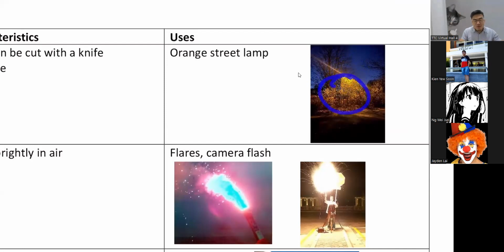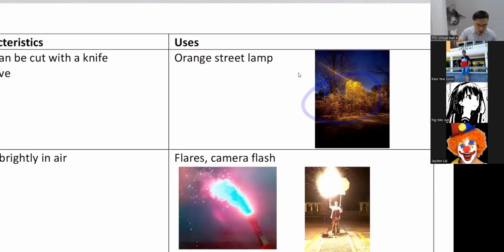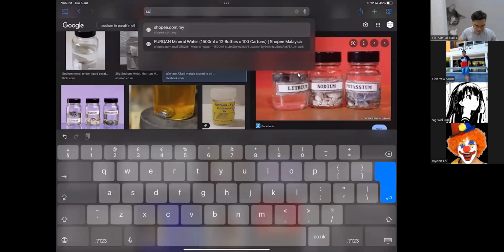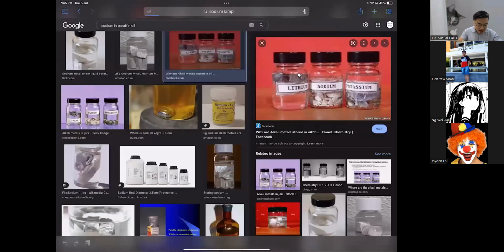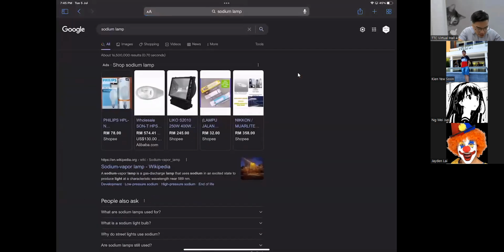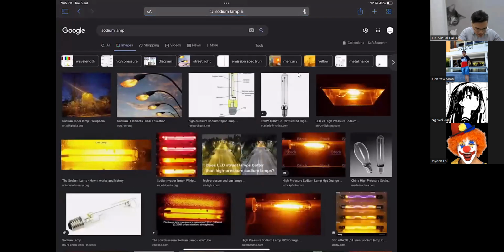But this one, it was in the 90s. When I was a kid, when I was on the highway, this is all we saw. This we call a sodium lamp. Okay, sodium lamp. We used this last time. When I was a kid, this is all we saw.